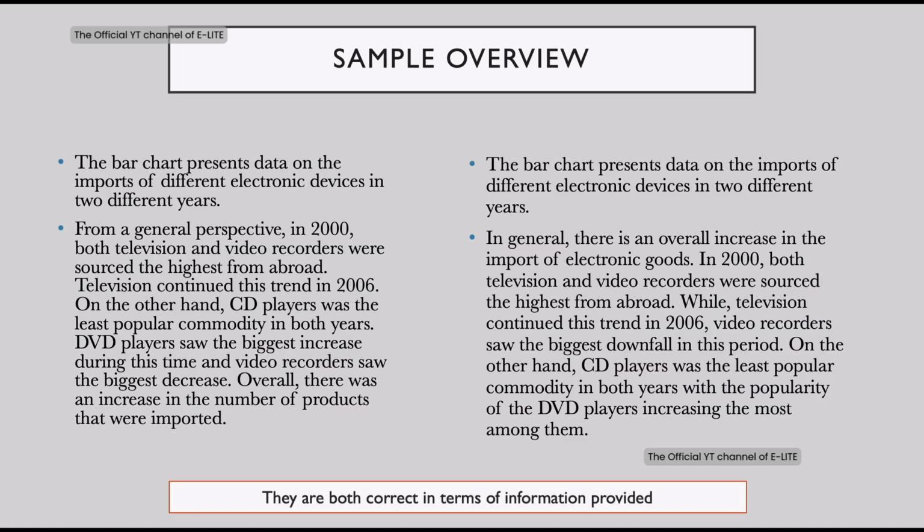Look at the difference between these two overviews. They are both correct in terms of information provided, but the overview on the right provides a better flow of ideas. Simply because when we mentioned television and video recorders, we wrote down all its information before moving on to the next item.